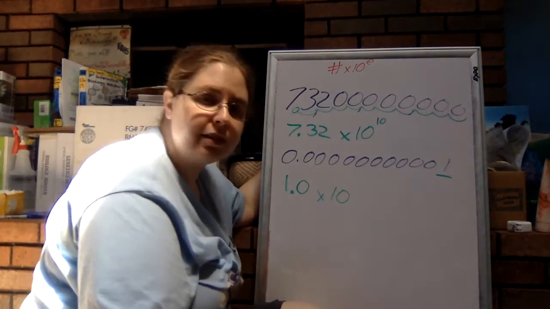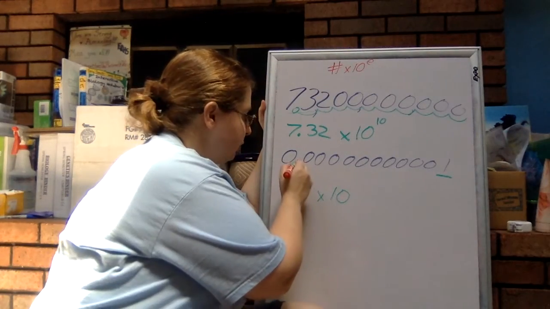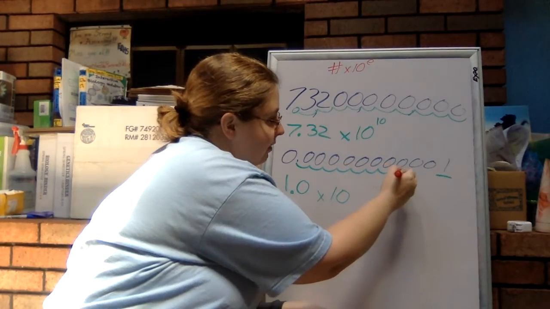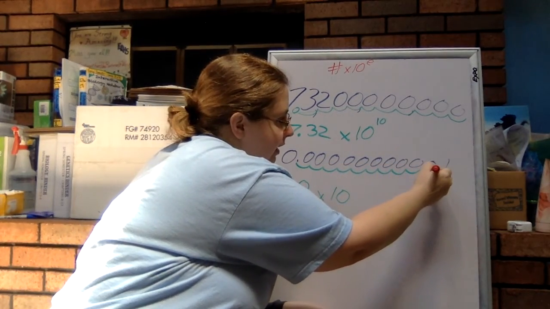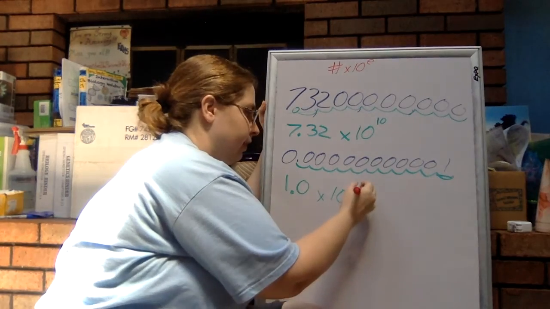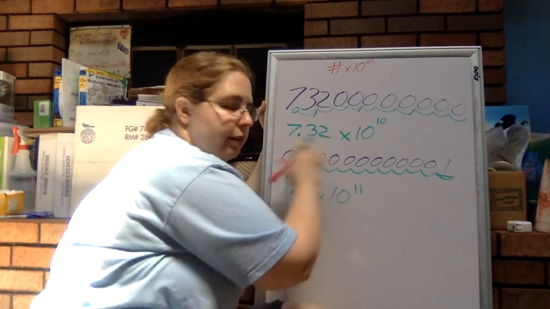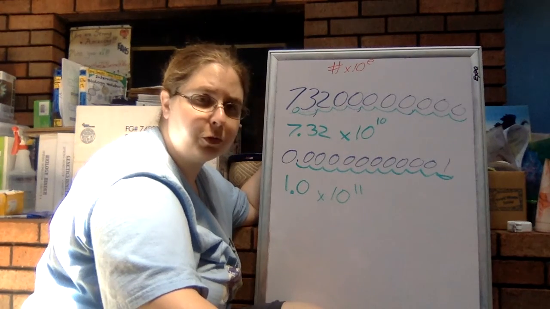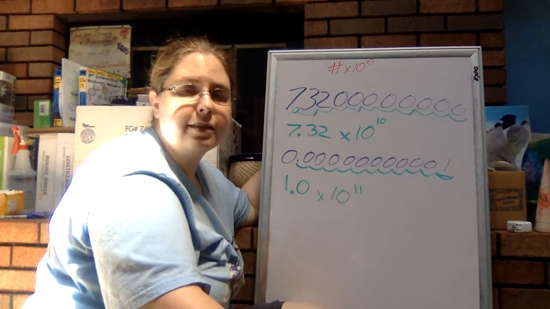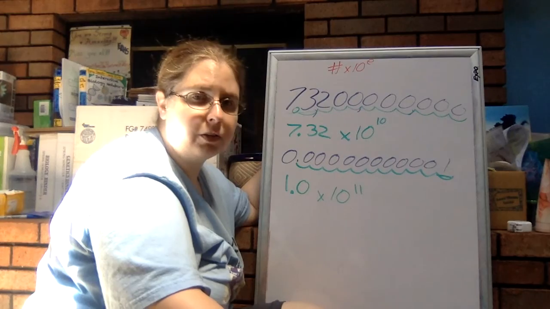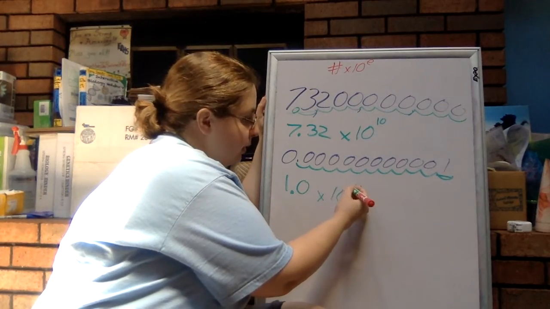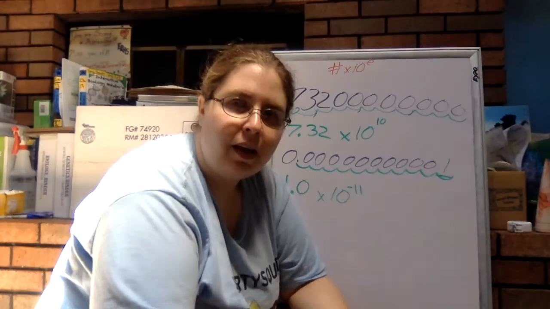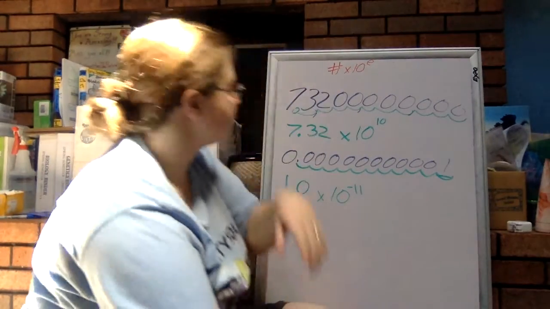And how many places did I move the decimal? Right here, we go 1, 2, 3, 4, 5, 6, 7, 8, 9, 10, 11. And my original standard number, it's in standard form, it is smaller than 1. So that means it's going to be a negative exponent. All right, so hopefully that helps.